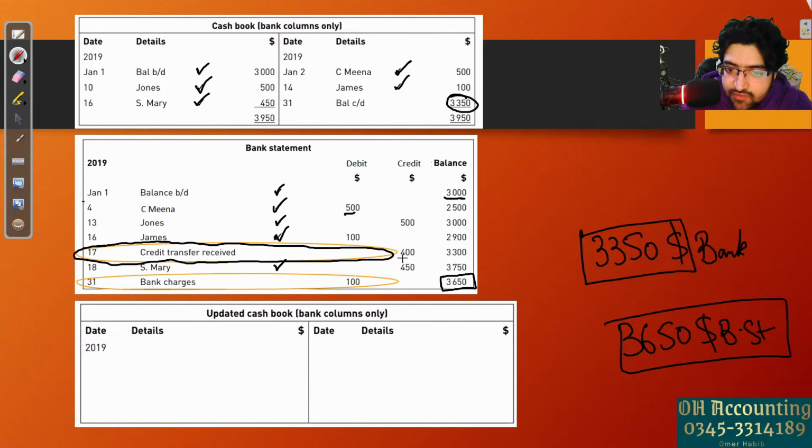Which means you have to include this amount to your cash book now. Okay? In this balance, I have to include this amount because this is coming into my bank account. This is credit transfer received. It's on the credit side of the bank statement, means I should record it on the debit side in cash book. Okay? And this is missing from the cash book, as you can see. It is on the bank statement but missing from the cash book.